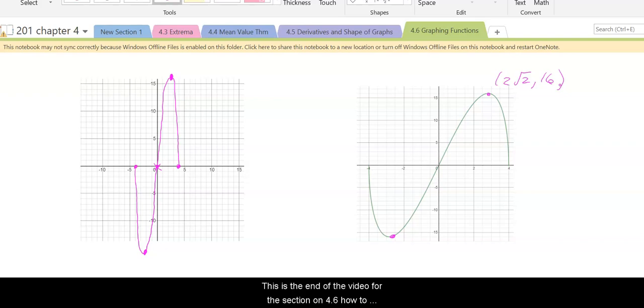This is the end of the video for the section on 4.6, how to graph functions using the information you can glean from college algebra and calculus.